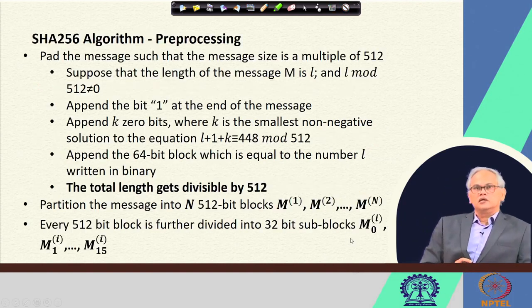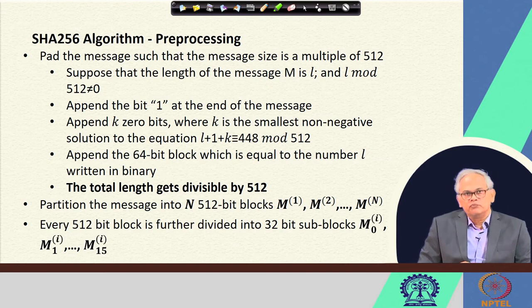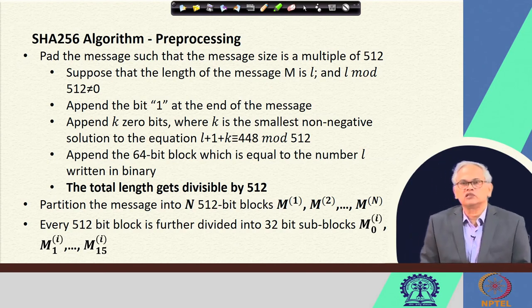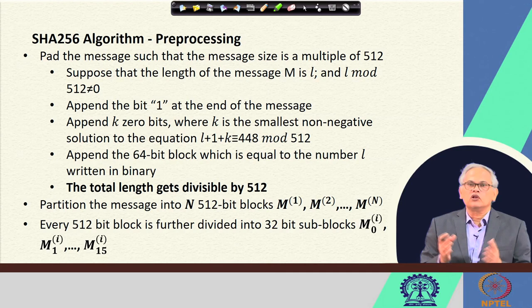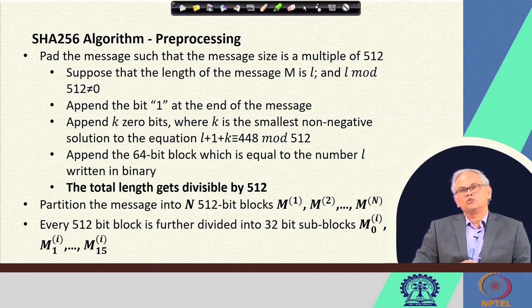Let us see a little bit of the steps in creating hashes using SHA-256 for any input message. There is a bit of pre-processing that needs to be done, because the overall input message could be of any arbitrary size. But for actually applying the SHA-256 algorithm, we have to make this input message size a multiple of 512.